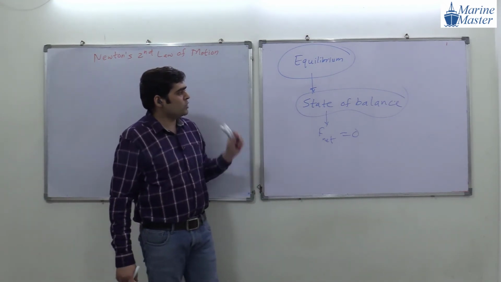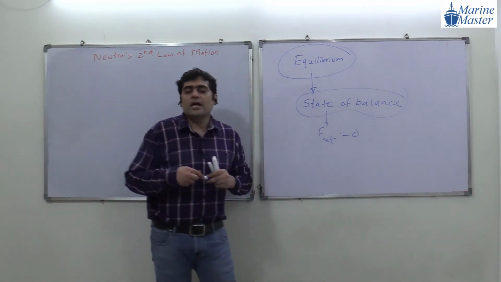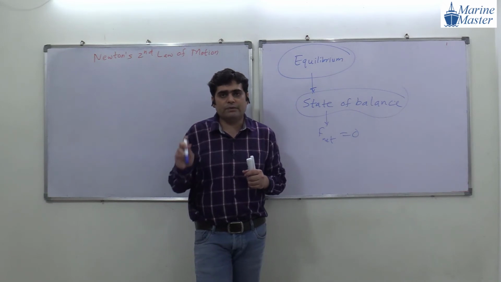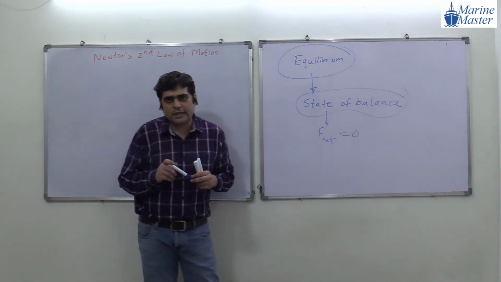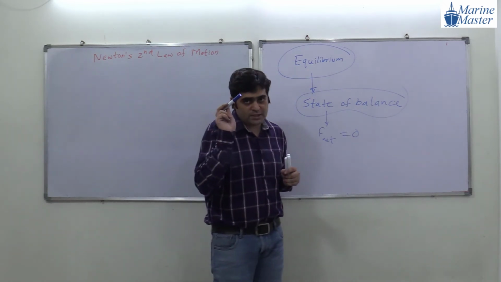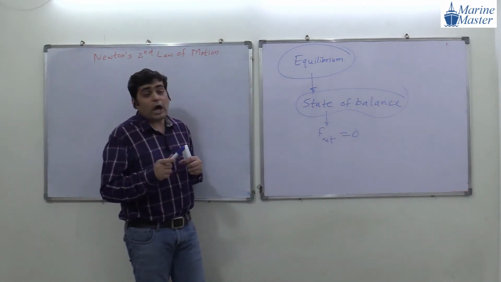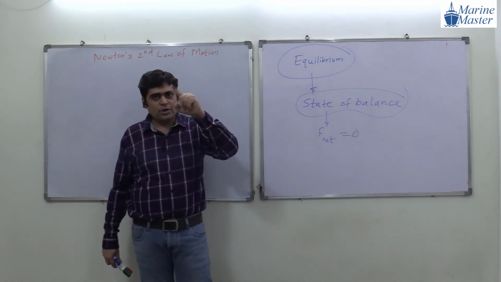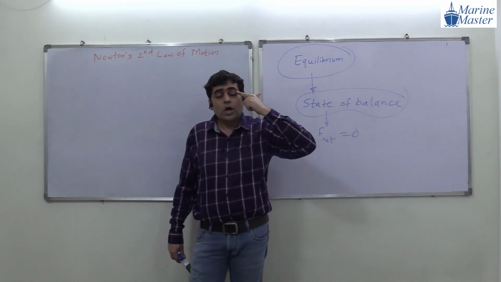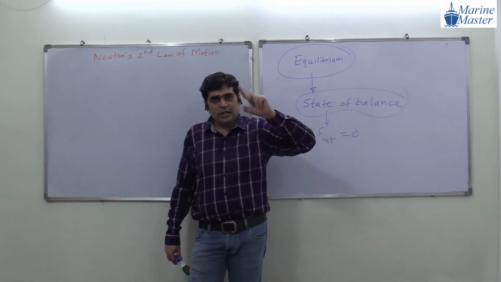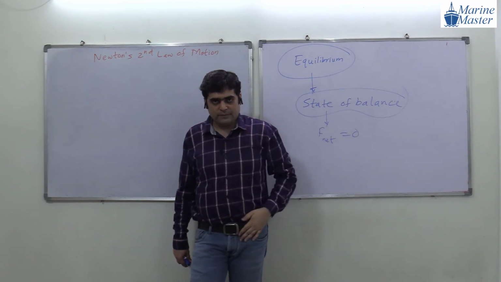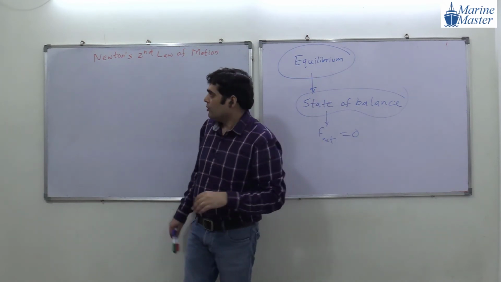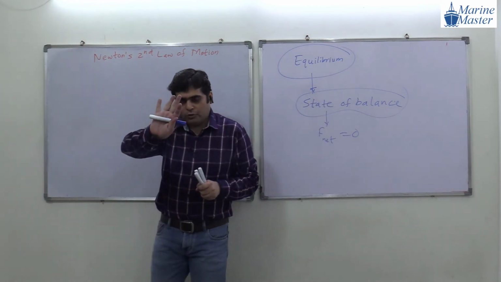So equilibrium means a state of balance. State of balance means the net force on the object will be what? 0. That is what is meant by equilibrium. So how to identify that an object is in equilibrium? There will be two scenarios: the object is either stationary or moving with constant velocity. That is how to identify it.